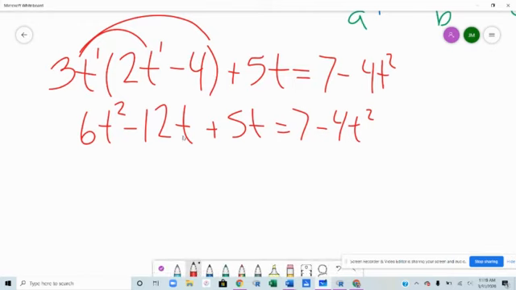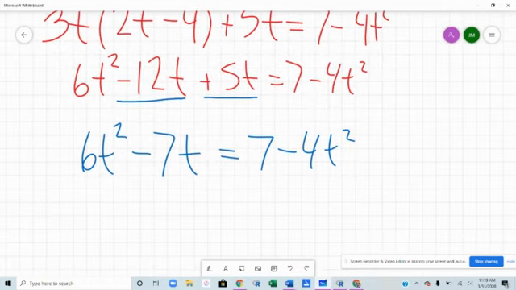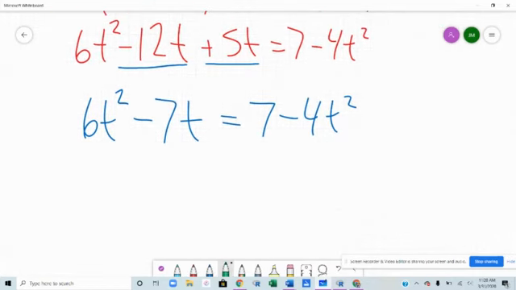Now if I look, my next step might be to look for like terms, which I do have some. Remember, like terms have to be on the same side. You have 6t squared, and then combine your like terms. Negative 12t plus 5t is minus 7t equals 7 minus 4t squared. No other like terms, so now I can start by moving my other terms.